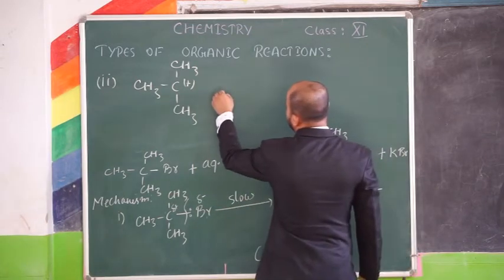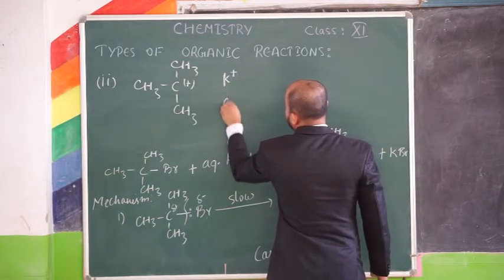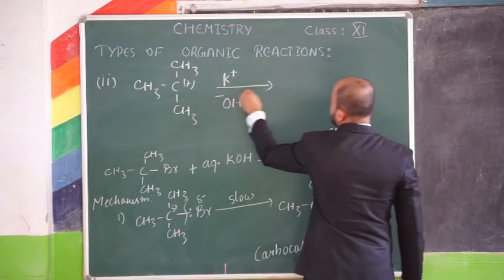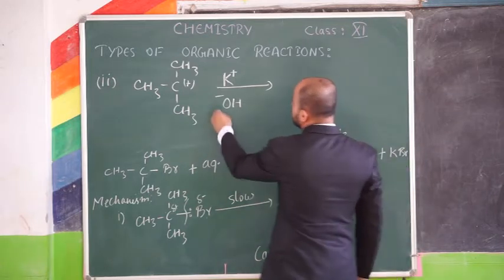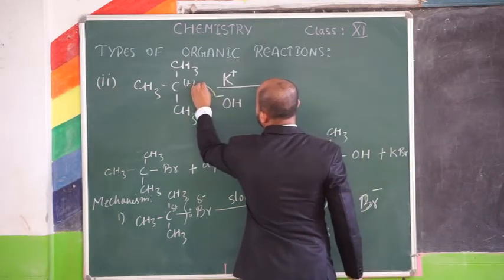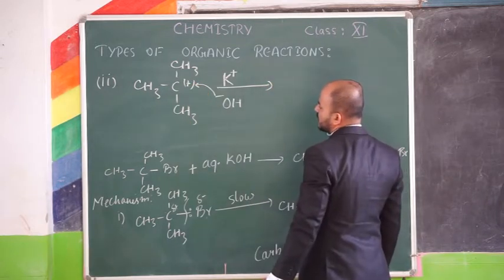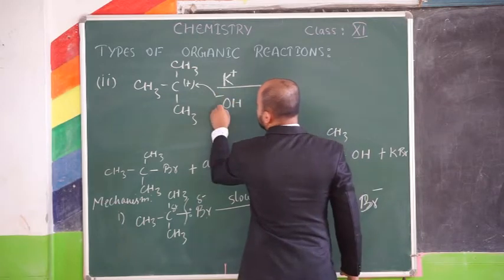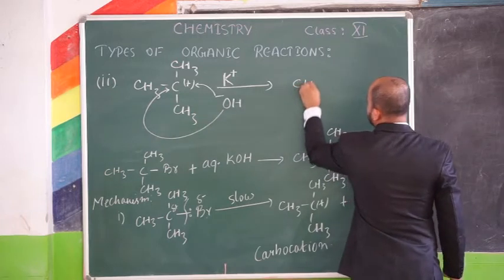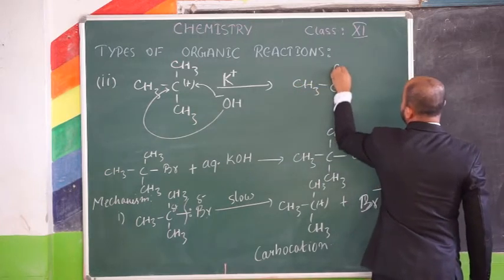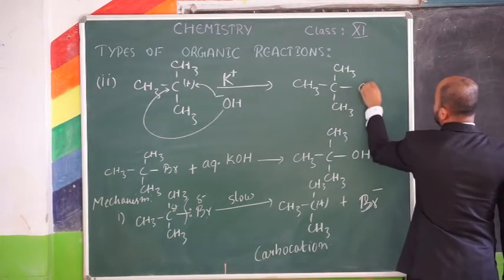So here we have aqueous KOH, that is K plus and OH minus. So we have this reagent, K plus and OH minus. Now here this OH minus will come and get attached to this carbocation. It can come from this side or it can come from this side. So you get the same product. The molecular formula will be the same. That is CH3, CH3, CH3, and here you get OH.